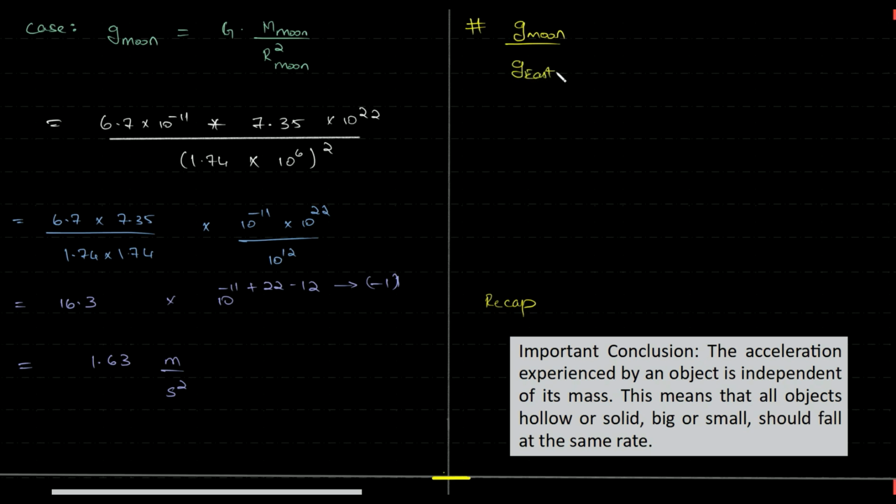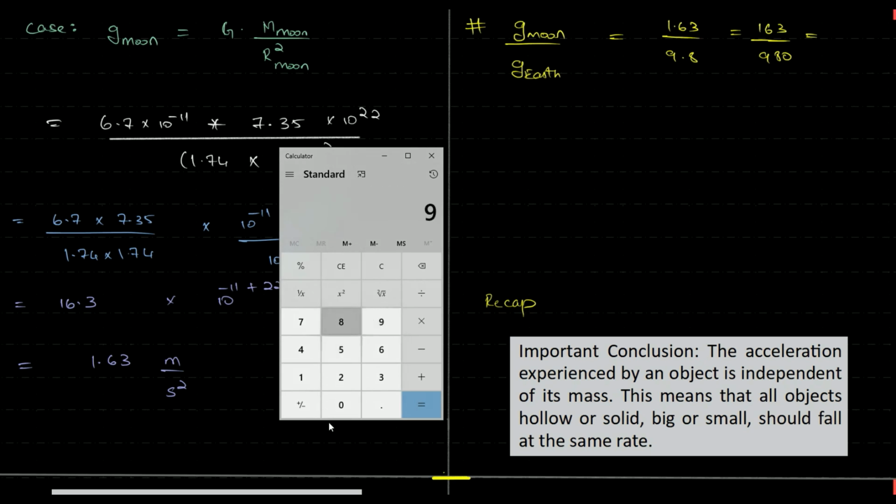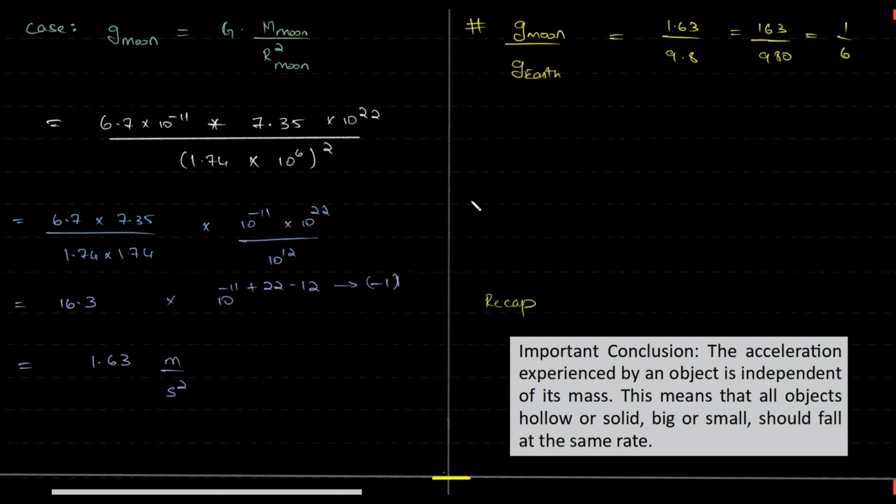Right, let's compare it with that of the earth so that we understand this value. So 1.63 divided by 9.8. So we can do 163 by 980. Right, I just multiplied and divided by 100. I want it in the form of a fraction, so I'll divide 980 by 163. So you can clearly say it's 1/6. 1/6. What does it mean? Acceleration due to gravity on the surface of the moon is 1/6 that of the earth. In comparison to earth, it's 1/6.